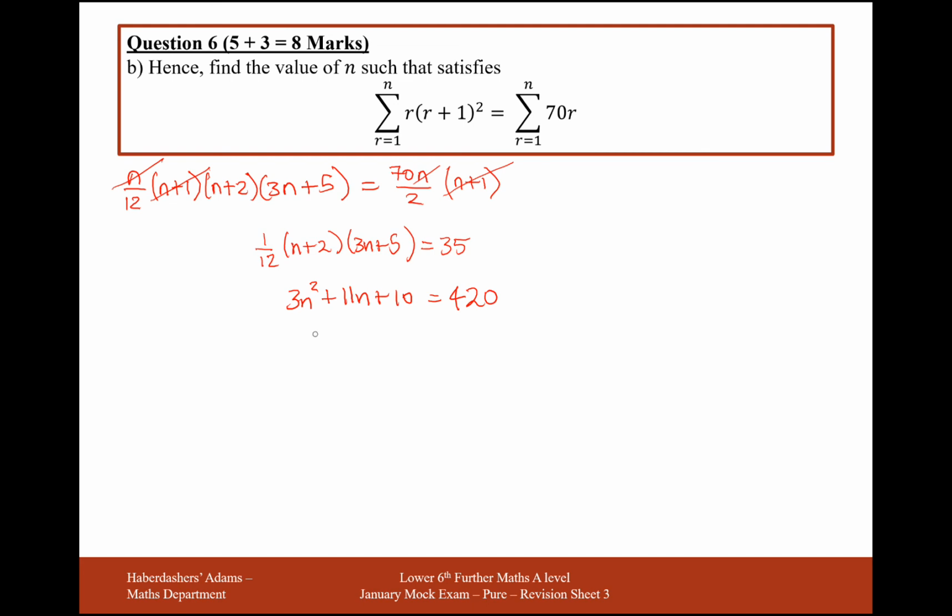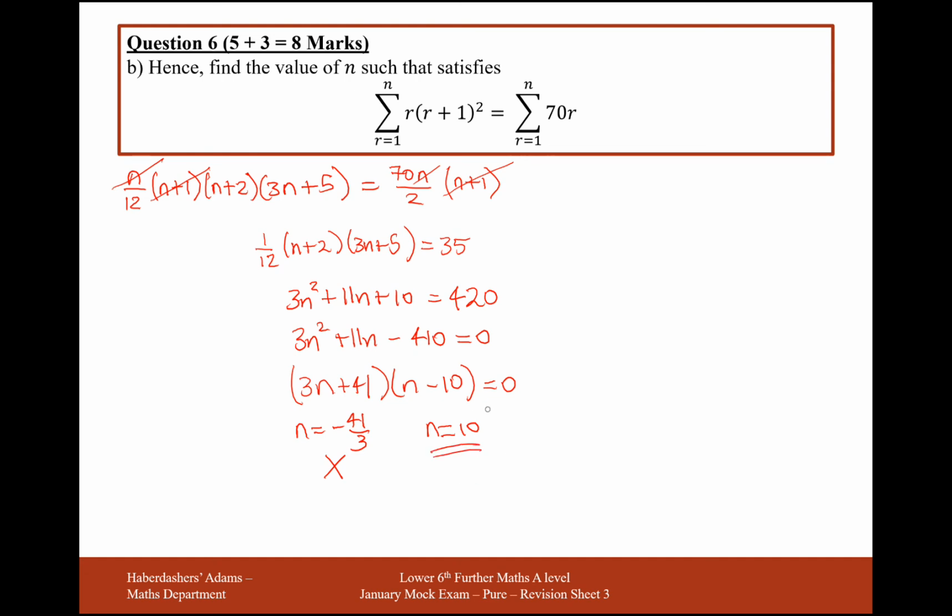Okay, so next we're going to need to take the 420 onto the other side. So 3n squared plus 11n minus 410. Okay, so now we need to think of a genius way to factorize this, if we can. So 3n and n, it's going to be n minus 10 and 3n plus 41. So either n is going to equal minus 41 over 3, not likely because n needs to be a positive number, or n equals 10, very likely it's a whole positive number.